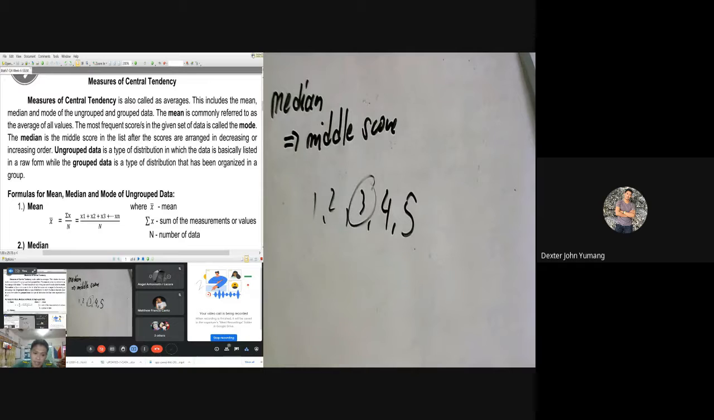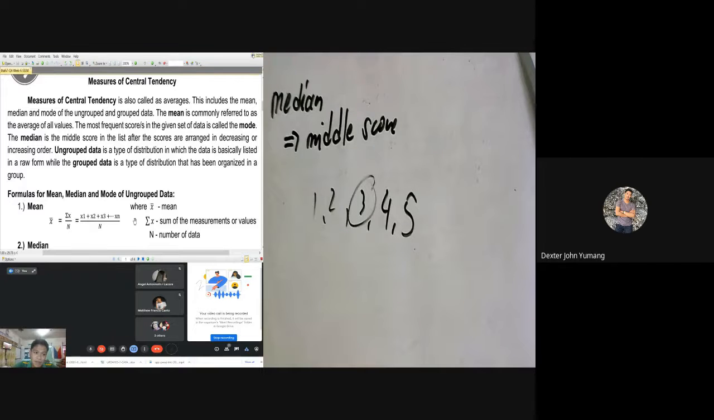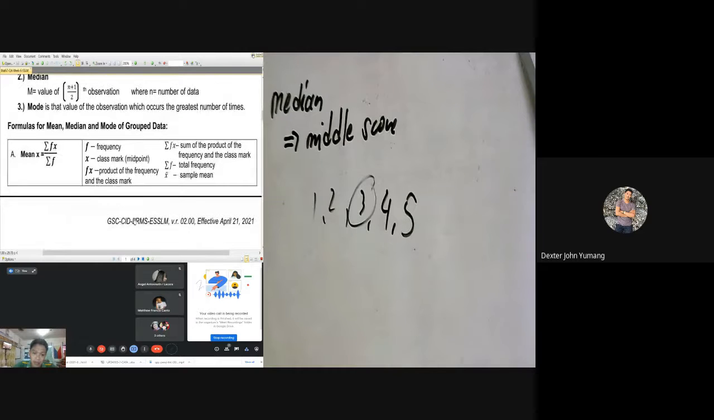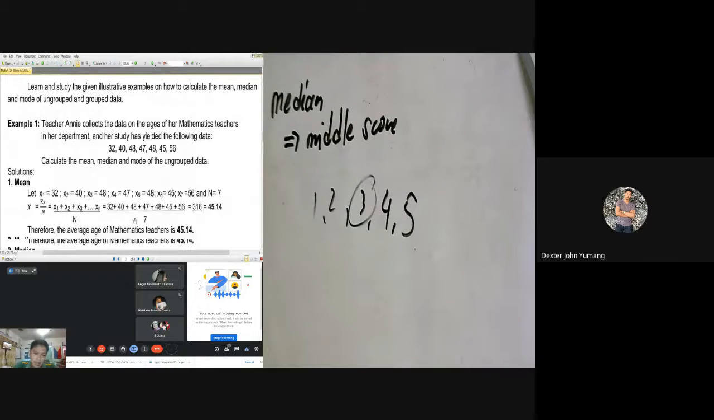Okay? So let's have this example of identifying the median of an ungrouped data. Take note, ungrouped po tayo ngayon muna. So in this first, we have the following examples, same example that we have yesterday. So Teacher Annie collects the data on the ages of the mathematics teachers in their department and study the following. So the collected data are 32, 40, 48, 47, 48, 50, 45, and 56.